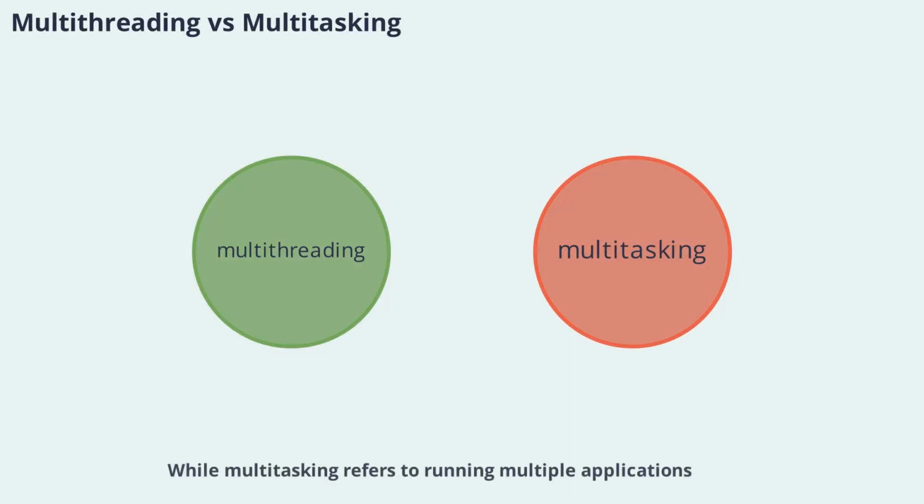While multitasking refers to running multiple applications, multithreading is more granular, dealing with multiple threads within the same application or process. Multithreading enhances multitasking by breaking tasks into smaller threads, which can be managed concurrently. This distinction is important for designing efficient Java applications, as multithreading allows for better resource utilization and responsiveness.